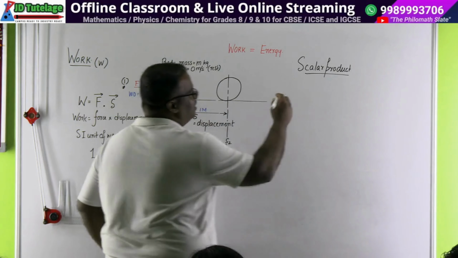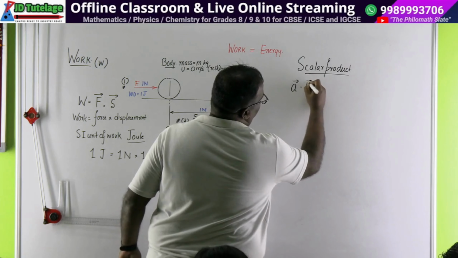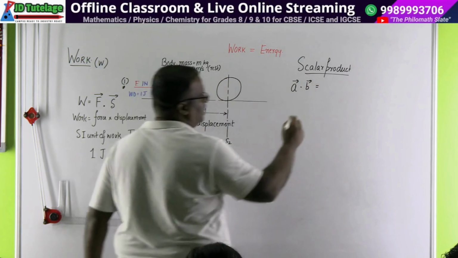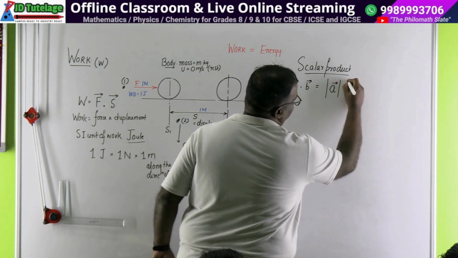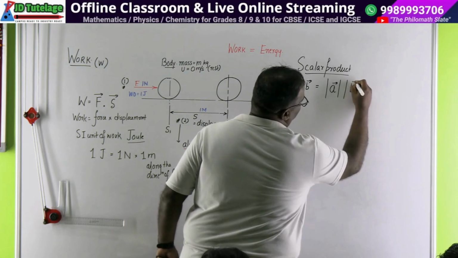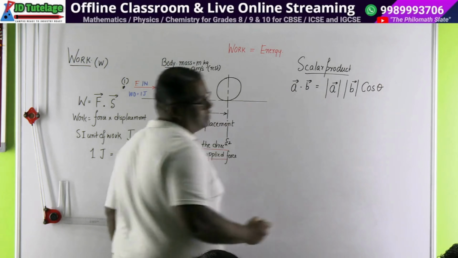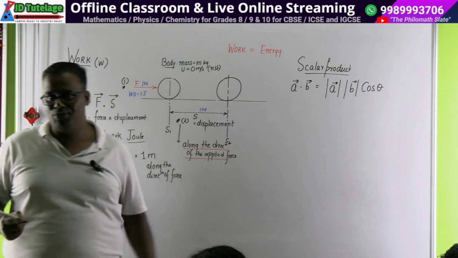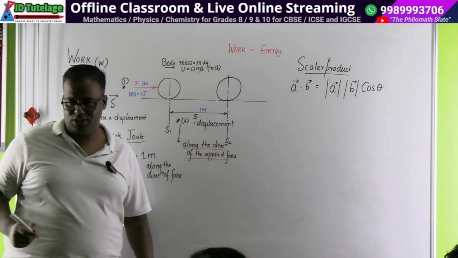Scalar product. So we are doing scalar product of two vectors a dot b. So a dot b value is given by mod of a, mod of b, and welcome to trigonometry. You first get cos theta. This is there for you also. You have it in your portion.